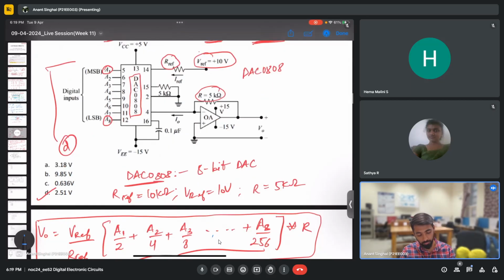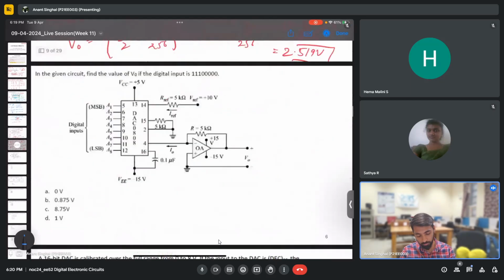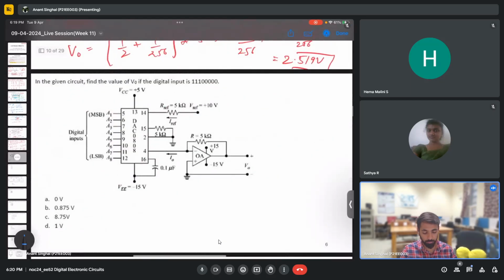If this problem is clear, you can take 5 minutes and let me know the answer to this problem. This is again a similar problem. You need to solve for V naught if the input is this.